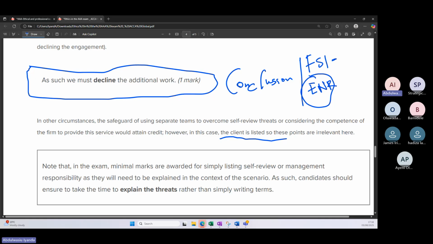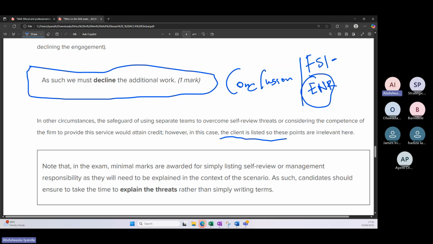So we have different units. If you say, okay, in the audit department, FSI, natural resources, maybe telecom, maybe consumer sector. So that is also another thing, if that particular client is not listed. But being a listed organization, then it's not possible.